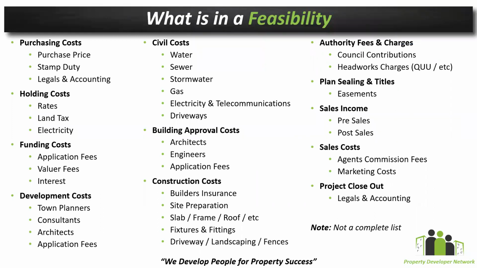Contingencies. Contingency. So in your early days, I'd be suggesting that you might be wanting to sit somewhere in and around the 10% mark. As you get more and more experienced, as you understand the level of complexity of the deal, you may shrink that down to somewhere around the 5% mark.